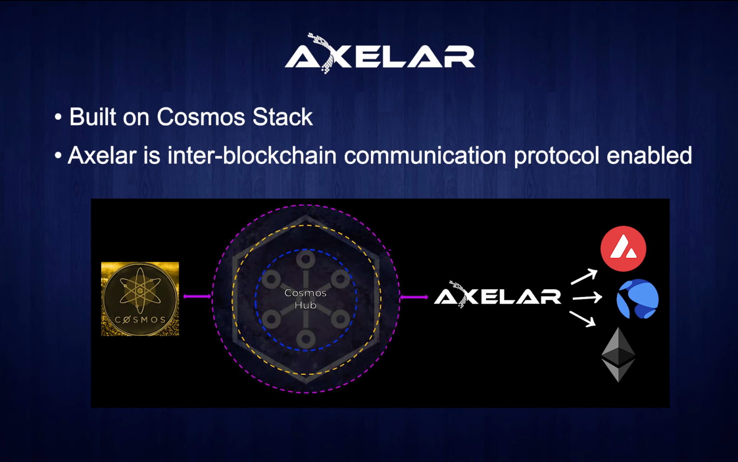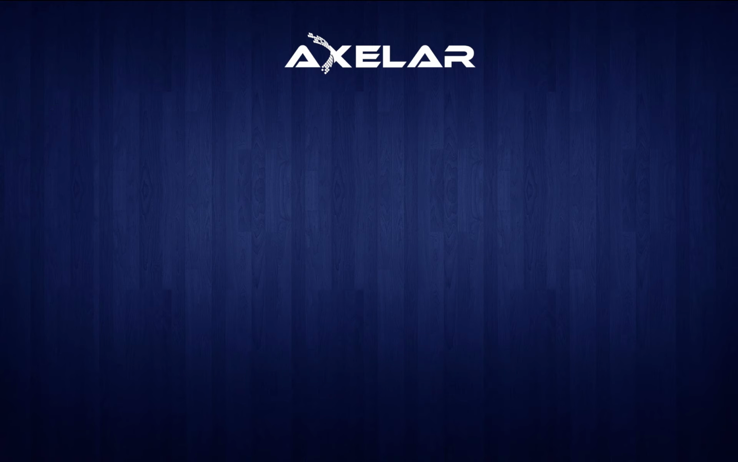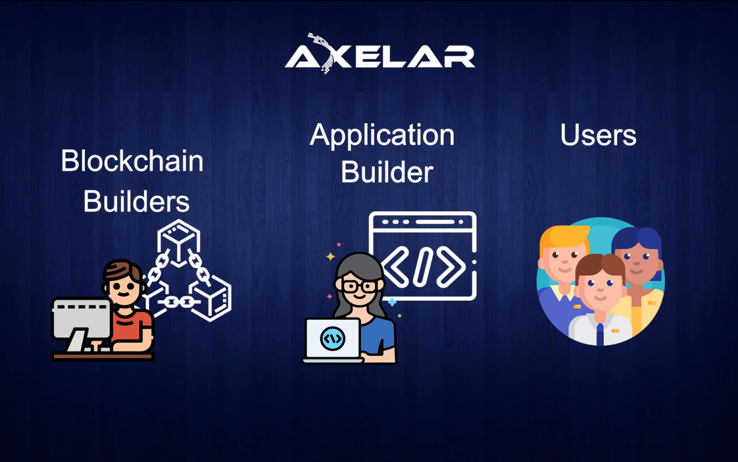In terms of security, Axelar uses large sets of validators with a delegated proof-of-stake model to create a secured and decentralized network. It also has a strong slashing rule to prevent validators from cheating the system. Axelar benefits everyone in the ecosystem.